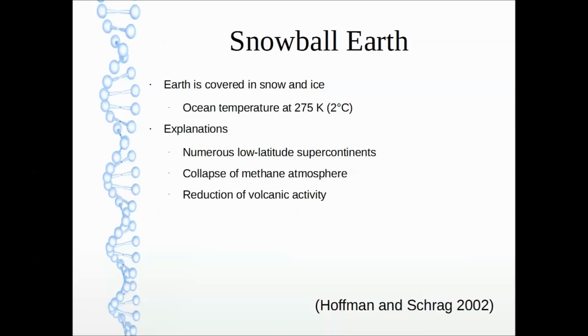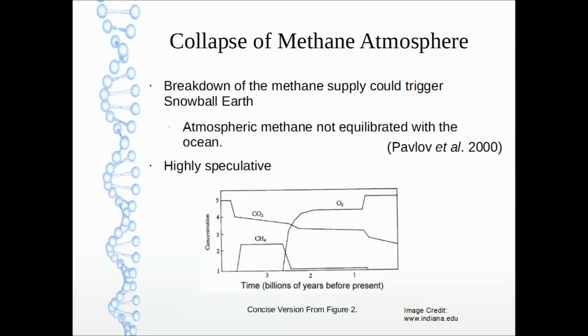Another explanation for Snowball Earth points to collapse of the methane atmosphere. According to Pavlov, because atmospheric methane is not equilibrated with the ocean like CO2, breakdown of the methane supply could trigger Snowball Earth. This is highly speculative, but if you take a look back at figure 2, we can see that the methane level drops considerably around 2.5 billion years ago. It should be noted that one of the major snowball events occurred around this point in time. It is possible that the drastic decrease in methane level may have caused Snowball Earth.